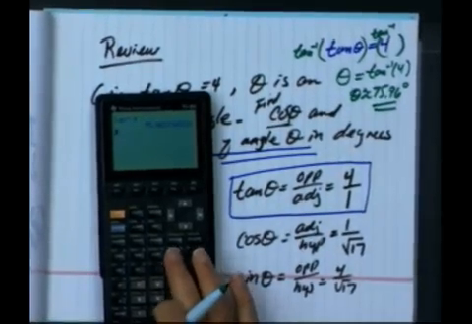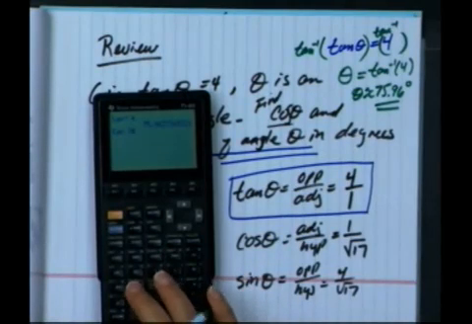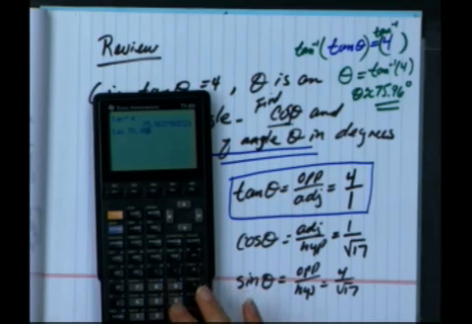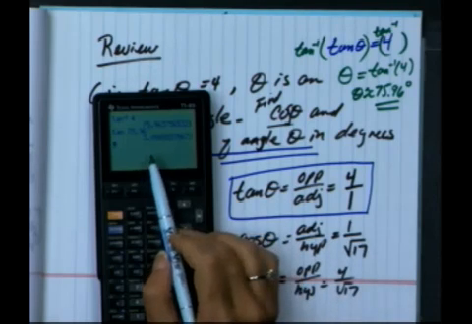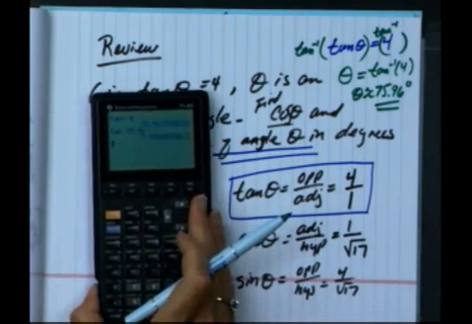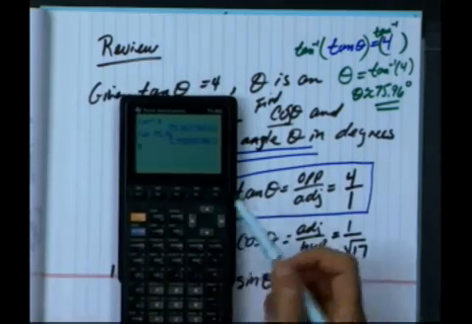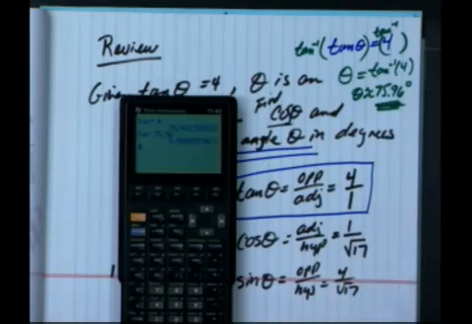And I can check myself. Now if I go take the tangent of about 75.96 degrees, I get 3.9988857. So it's pretty close to 4. I was off because I rounded the degrees right there. Anybody have a question for me on that?